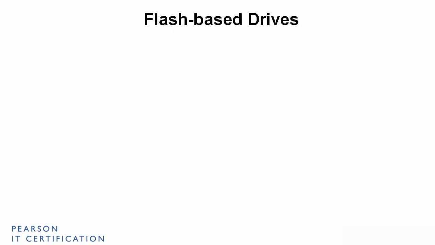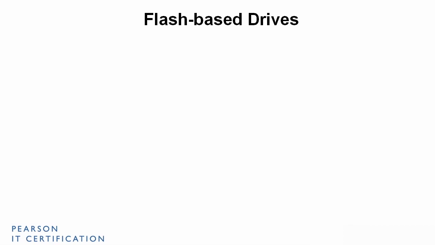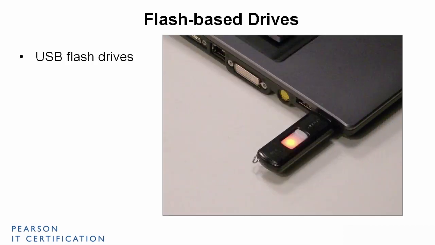All right, let's talk about flash-based drives. Most manufacturers of flash-based drives use non-volatile NAND or NAND flash memory. This is the most common. So the solid-state drives that we showed in the previous sub-lesson will use that, and other types of flash drives will use them as well. For example, the USB flash drive.